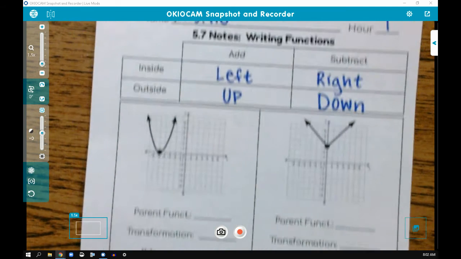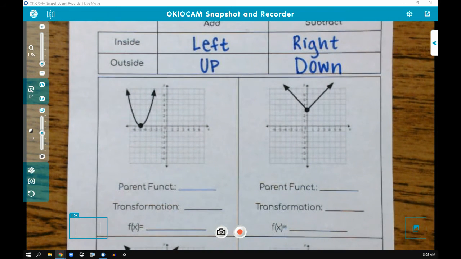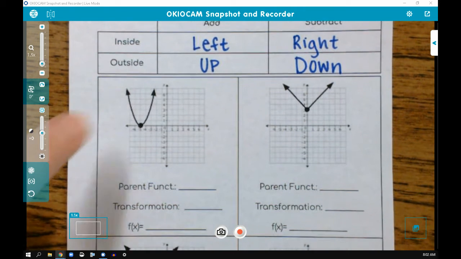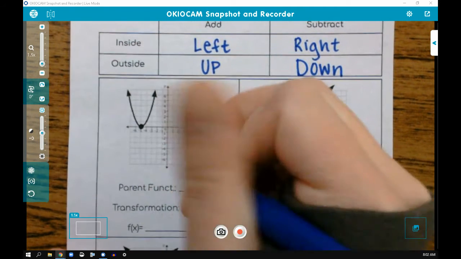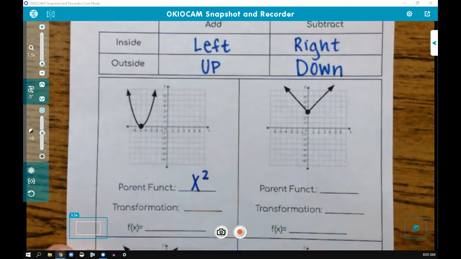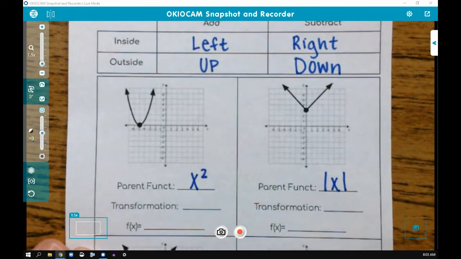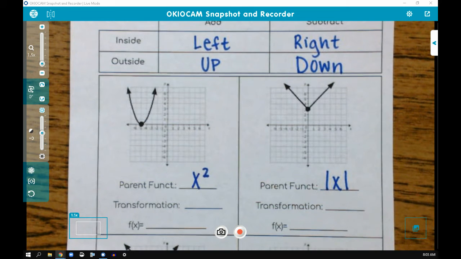So first thing that we do is we are going to look at our functions, and we are going to decide whether they are an x squared function or an absolute value of x function. So all you have to do is look at the shape. Our U-shaped graphs are x squared functions. So that's my parent function. And our V-shaped graphs are absolute value of x. That's my parent function. So there's your parent functions on the first two. All you have to do is look at the shape.